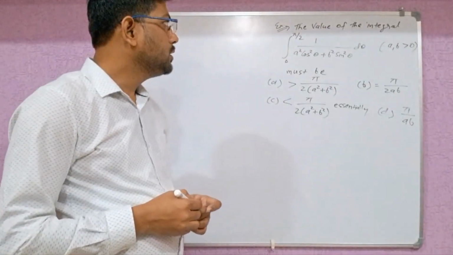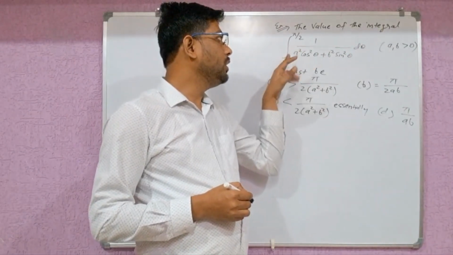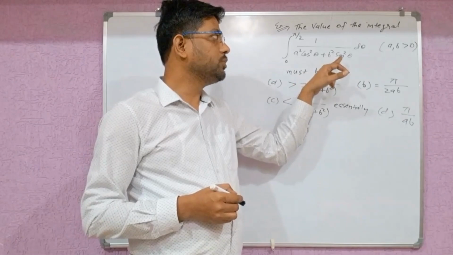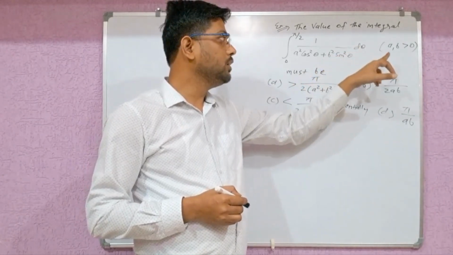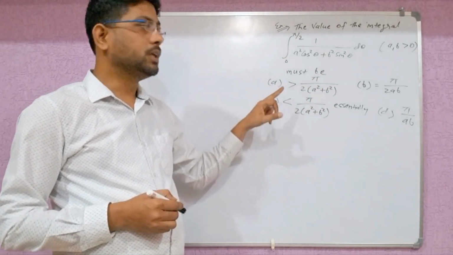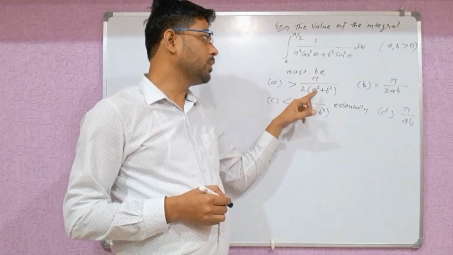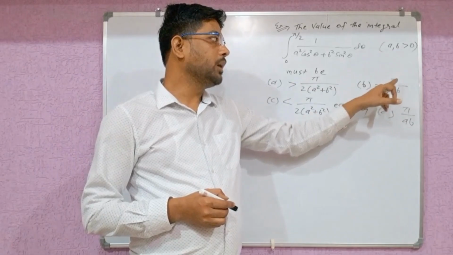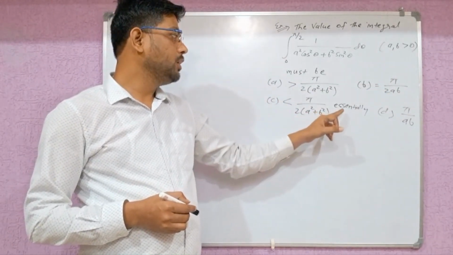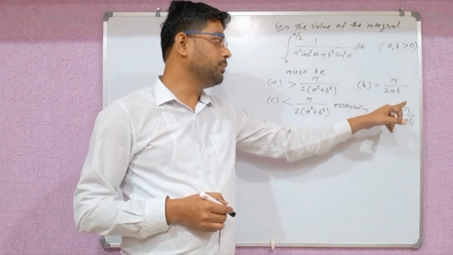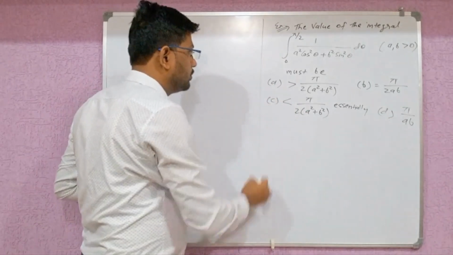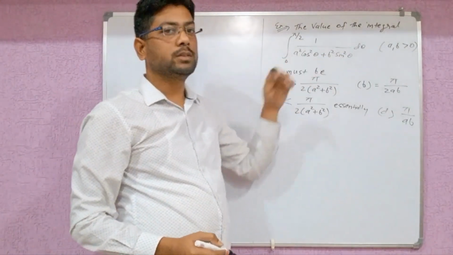Our next question is the value of the integration from 0 to pi by 2 of 1 by (a square cos square theta plus b square sin square theta) d theta, where a and b are greater than 0. Option A is greater than pi by 2 (a square plus b square). Option B is equal to pi by 2ab. Option C is less than pi by 2 (a square plus b square) essentially, and option D is pi by ab. So we have to find out the value of this integral.